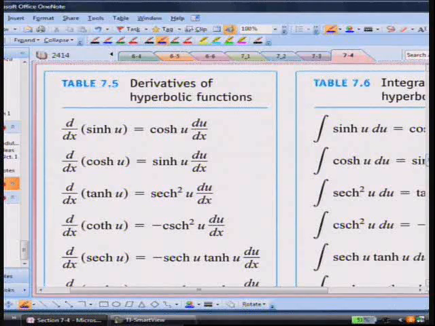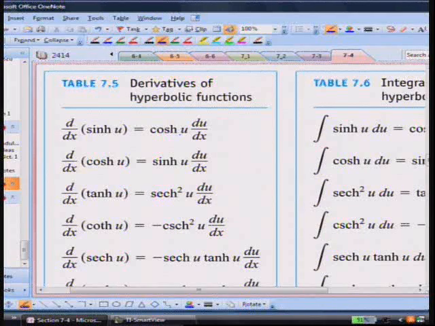How would you prove this? I'm not going to, okay? But if I were to prove the derivative of a hyperbolic sine is a hyperbolic cosine, I would describe the hyperbolic sine as e to the x minus e to the negative x over 2, take the derivative of that, and then note that it was e to the x plus e to the negative x divided by 2.